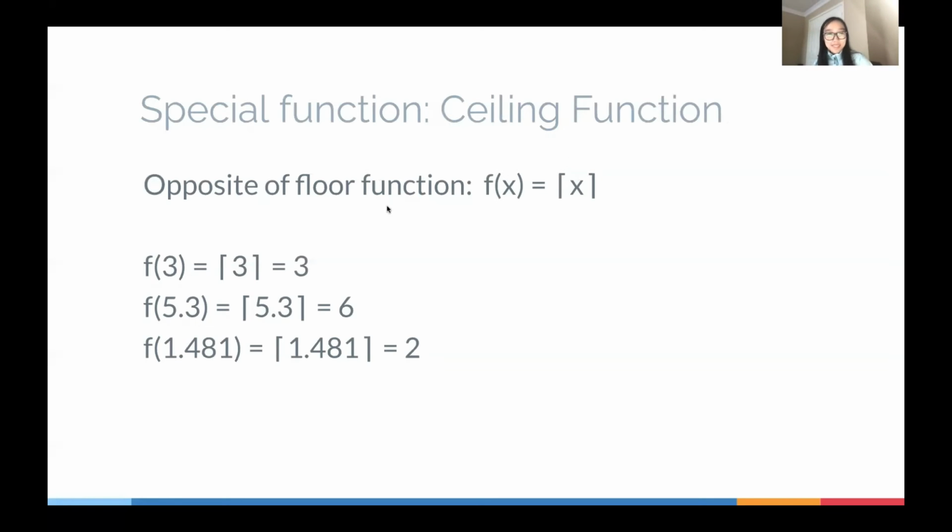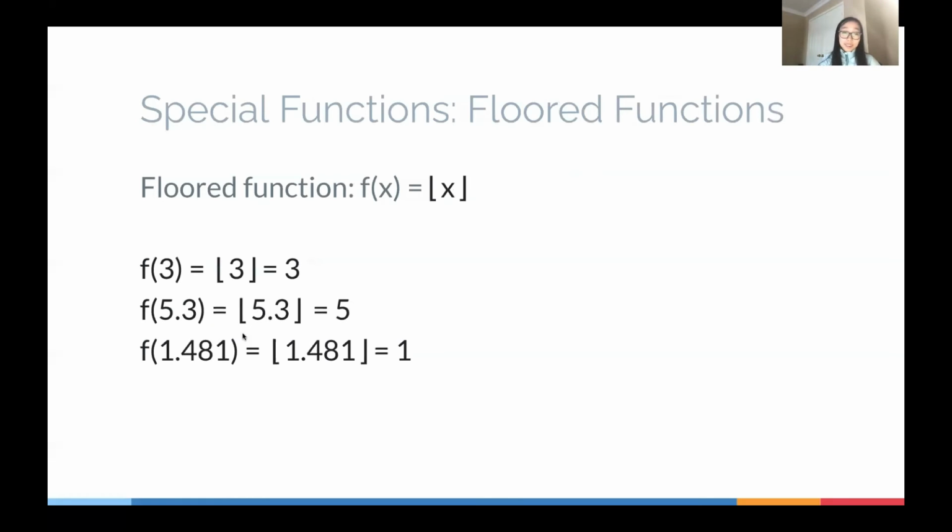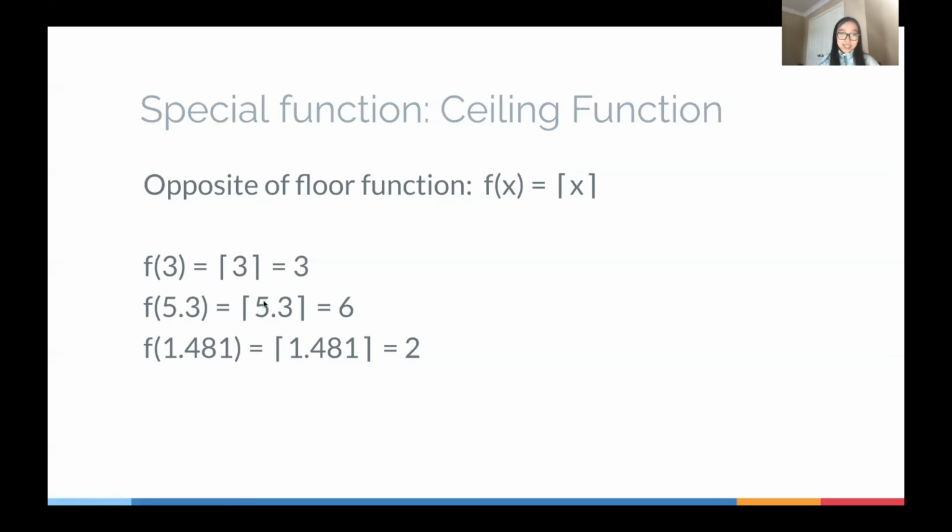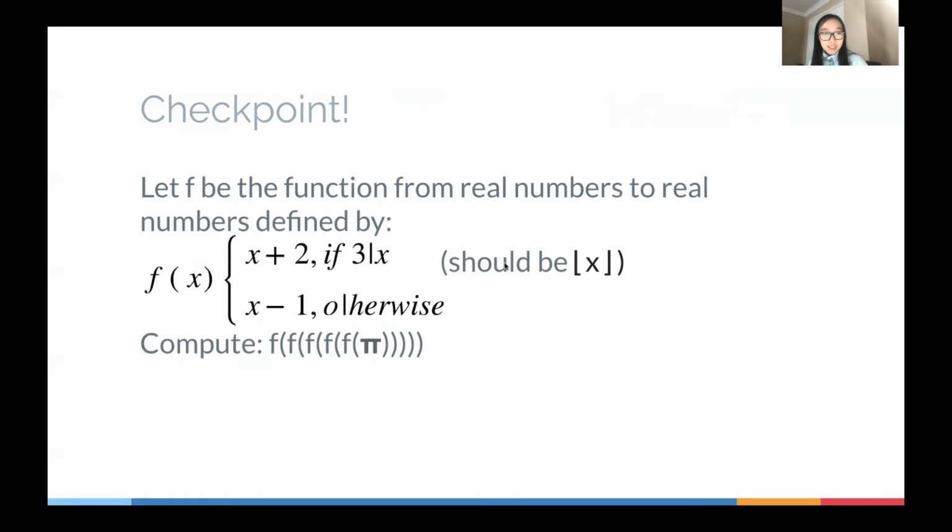So the opposite of the floor function, you might guess it, is the ceiling function, which means that you always round up. So the ceiling of 3 is still 3 because 3 is an integer. But now, contrary to before, when we had the floor of 5.3 is 5, the ceiling of 5.3 is 6. And similarly, the same number here wouldn't round down to 1, but it would round up to 2. So these are some cool functions, and now we're going to do some questions with them.